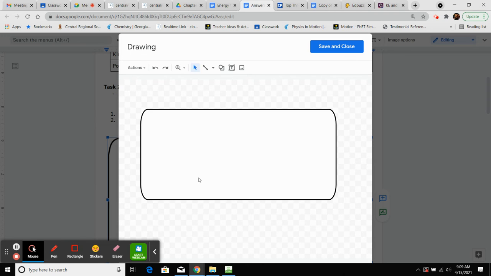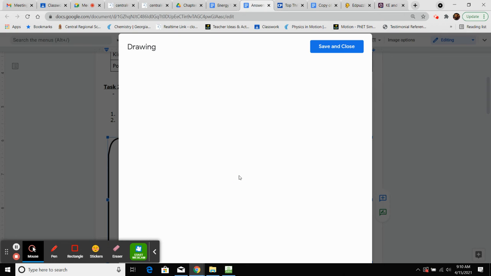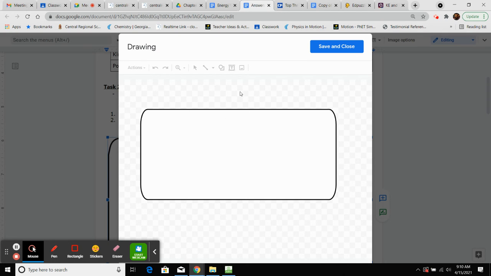Then you go where that little line feature is. So we're going to sketch this out. You double click on the picture. It brings you to the drawing, and then you're going to go to where it says that little line, but you're going to click on the drop down box and go down to scribble.